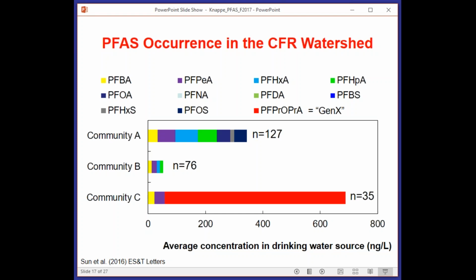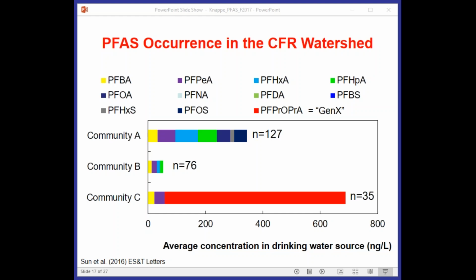If we look at community B, they had a lower number of PFASs that were detectable in their water, primarily because these PFASs were diluted out by tributaries that were essentially PFAS free. If we then go on to community C, we see only the butanoic and pentanoic acid as the more traditionally analyzed compounds, but then we see a large red bar, which indicates the presence of Gen X.